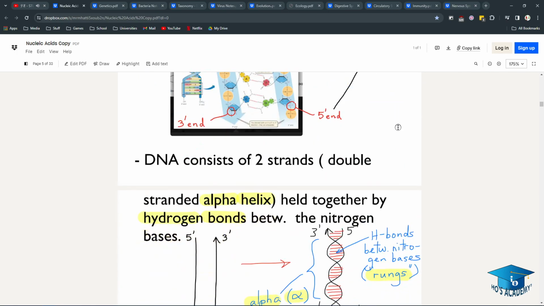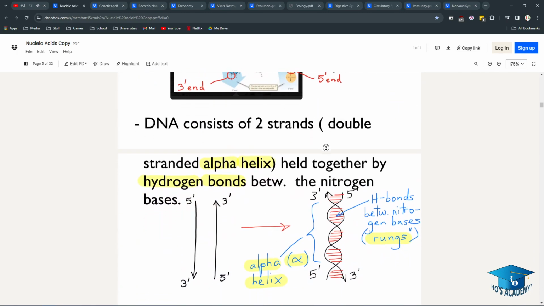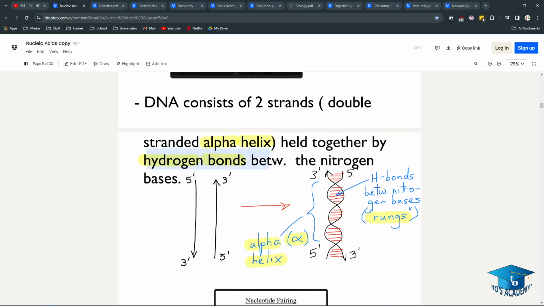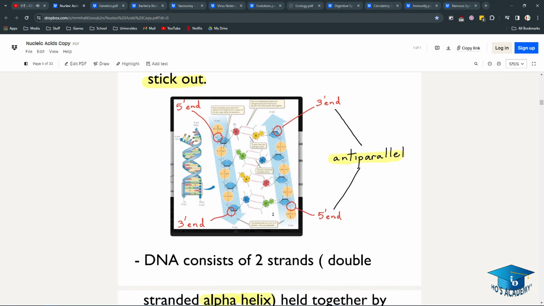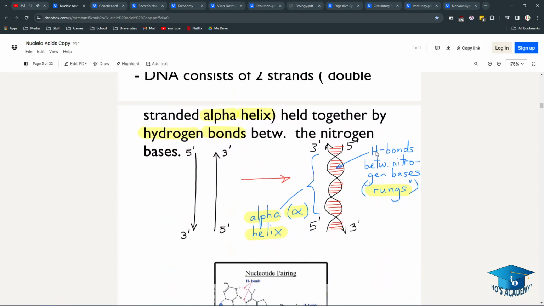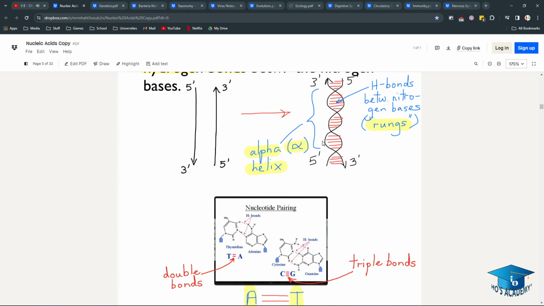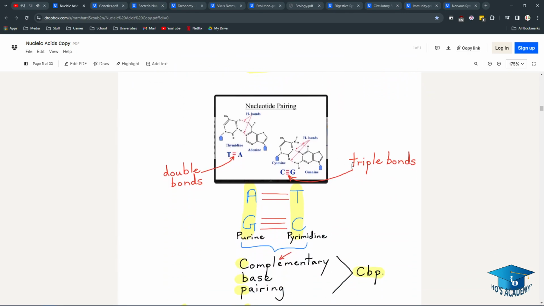Extremely important word. So DNA consists of two strands held together by hydrogen bonds between the bases. So they're not properly covalently bonded, but there's hydrogen bonding between these two nitrogen bases, and that's how it's held together. So these kind of form the rungs on this ladder that you see DNA commonly depicted as. So it's the alpha helix. But remember, alpha helix can refer to a secondary structure of a protein. DNA is not a protein, but it does have this structure, the alpha helix structure.